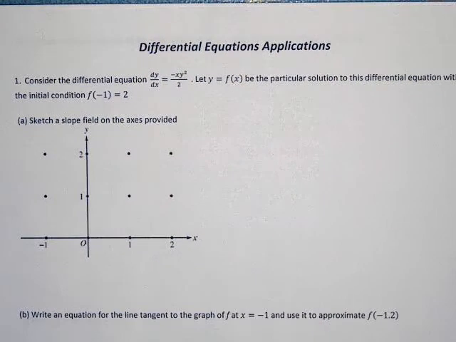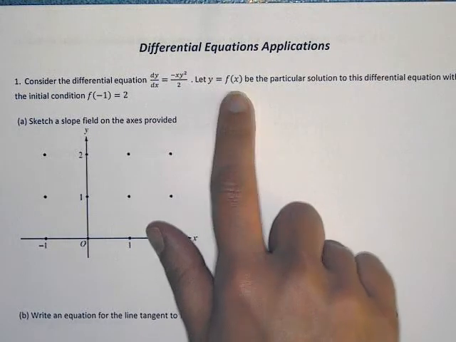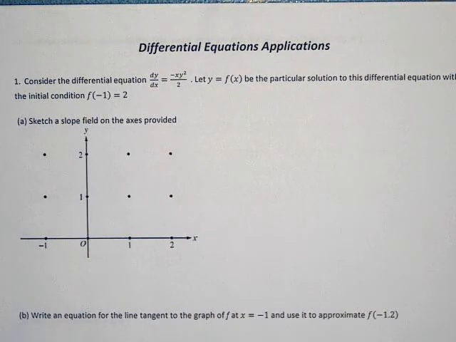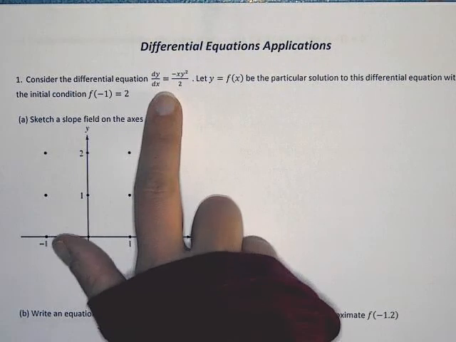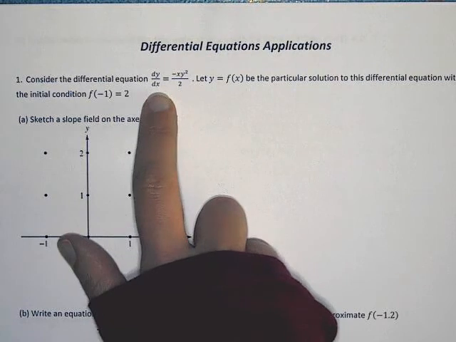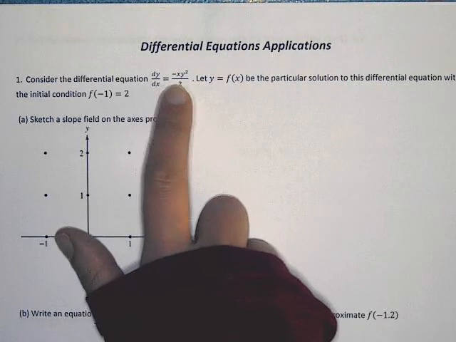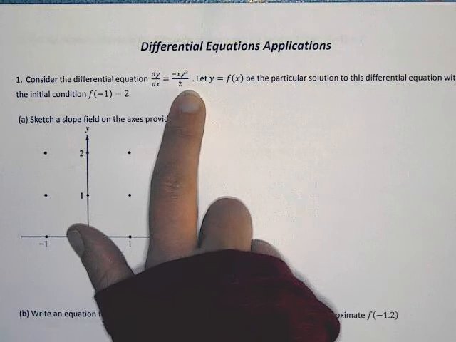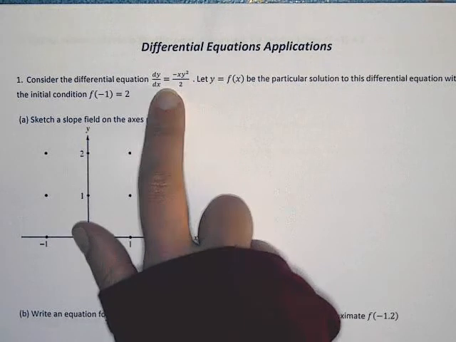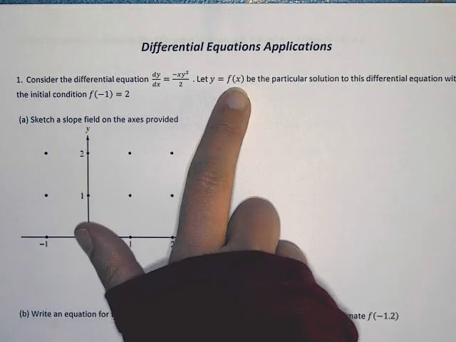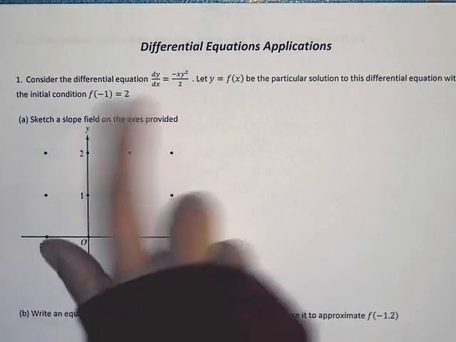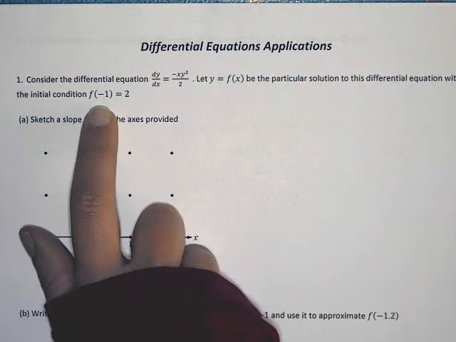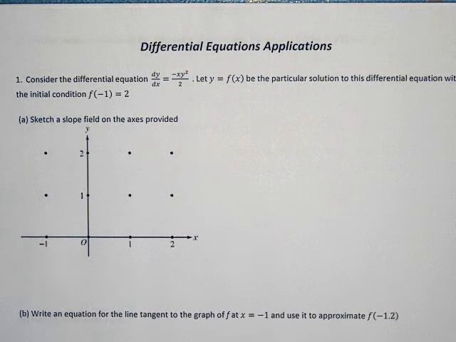Now the reason I wanted to show you this is that this let y equals f of x part tends to confuse students. They're not really sure why the directions say that or what that means. You'll notice in this differential equation we have dy over dx equals negative xy squared all over 2. This has a y in it, not an f of x. If it was f, we would write f prime instead of dy dx. This, however, the initial condition says f of negative 1 equals 2.